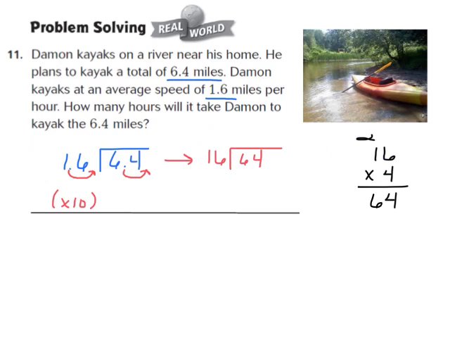So I know that my guess and check was pretty good because I've got 64 here, and I'm looking for 64 over here. So in my division problem, I'm going to put my 4 above that 4 in the ones place, and now I'm going to multiply 4 times 16, and 4 times 16 gives me 64. Now when I subtract, I'm left with the remainder of 0. So what that tells me is this. When I divide that 6 4/10 miles by 1 6/10, which is the average speed, it's going to take Damon 4 hours to kayak the 6 4/10 miles.